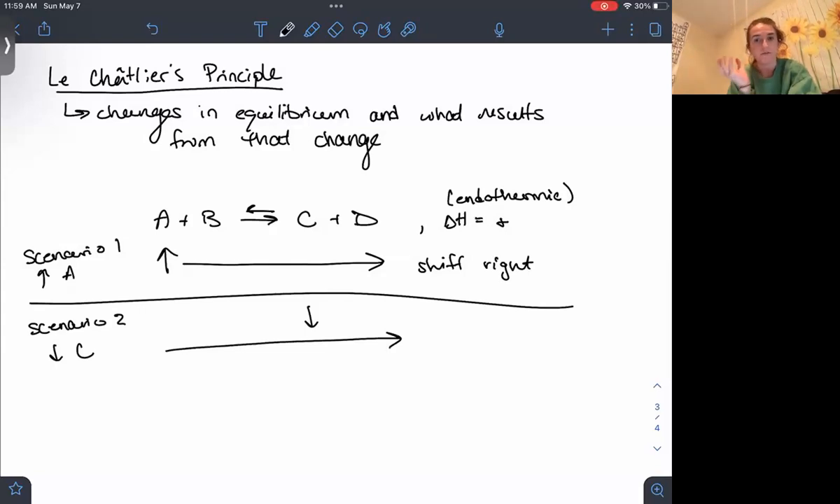This time I have a valley where C is, so now I need to make more products in order to fill that valley that was created when I removed some C from it. So this is also going to shift right.